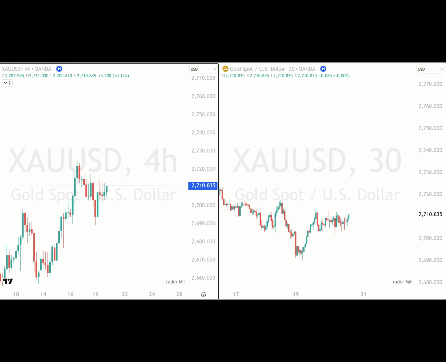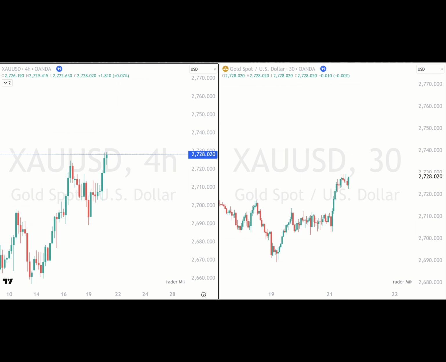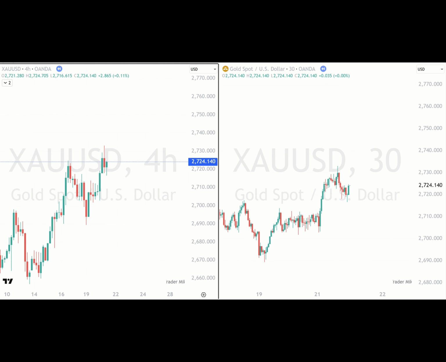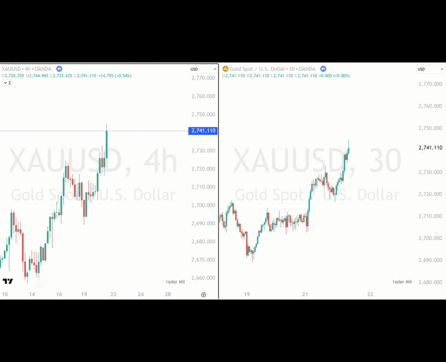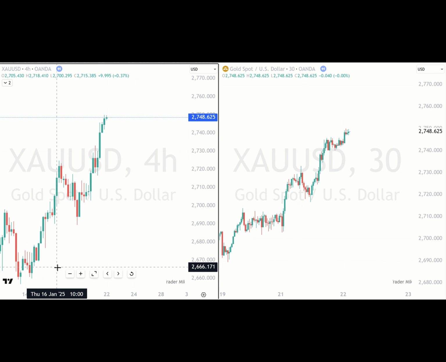Look at this example of 4-hour candles and 30-minute candles side by side. As the 4-hour candles are printing bullish, notice how the 30-minute candles are creating bullish structure as price pushes up. This is when you can expect wick fills.